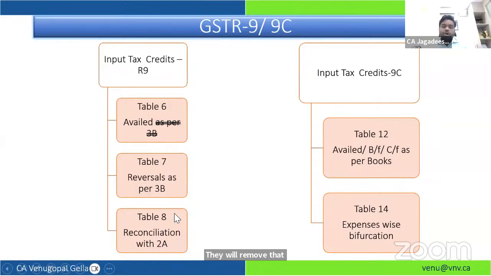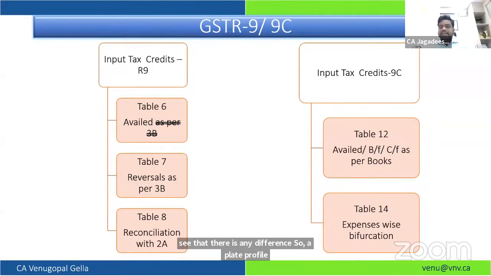So I advise you all to reconcile your ITC availed with the GSTR-2B and upload the statement in the 9C at the time of filing the 9C. Now coming to the 9C, in table 12 we need to reconcile the ITC as per the books and ITC availed as per the returns. If there is any difference, please provide the reasons in table 13. And in table 14, you need to provide the expense-wise bifurcation.